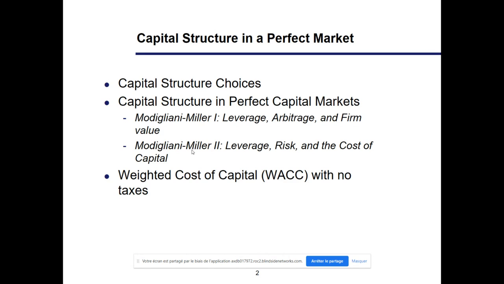Okay, and then we're going to learn about capital structure in a perfect capital market by studying the 2 propositions proposed by Professors Modigliani and Miller, who got a Nobel Prize on these propositions. Okay. And then we can recall what we discussed earlier on how to estimate weighted average cost of capital with no taxes. Okay.